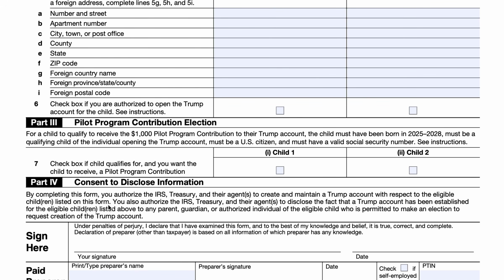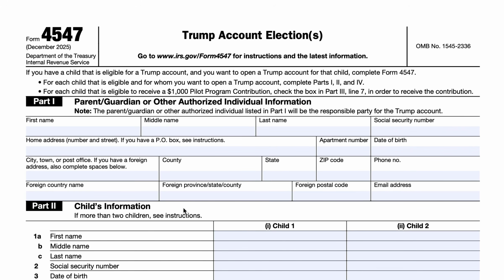Part 3, you can choose for your child to qualify to receive a $1,000 pilot contribution program. In order to do that, the child has to have been born between 2025 and 2028, has to be a qualifying child of the person opening the Trump account, must be a U.S. citizen, and must have a valid social security number. So we'll go over all steps of those. You can complete part 3 if you wish for your child to receive the $1,000 pilot program contribution. According to the form instructions, the Treasury Department will not make that money available until at least July 4th, 2026.